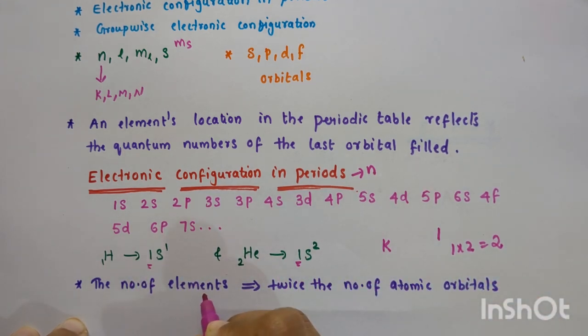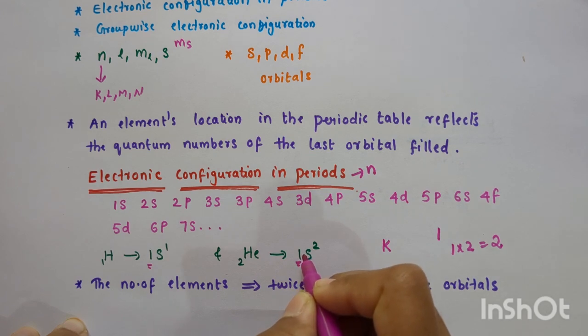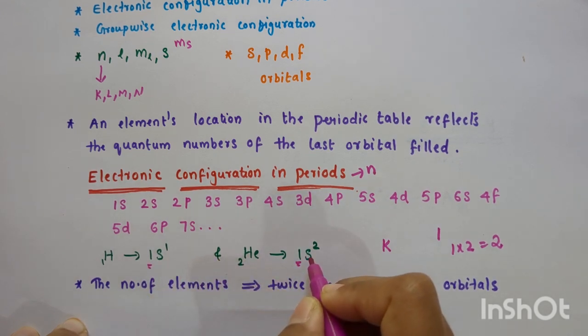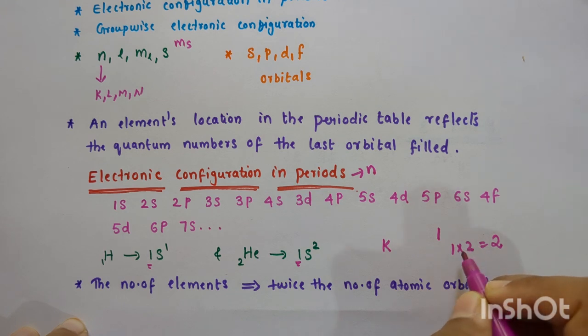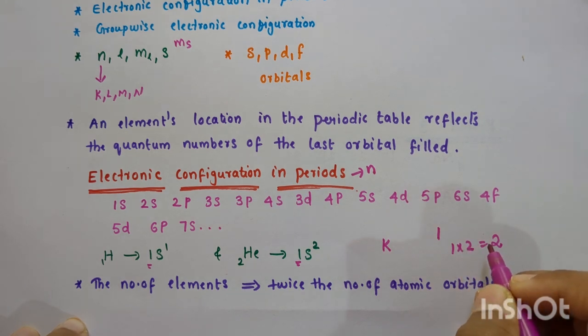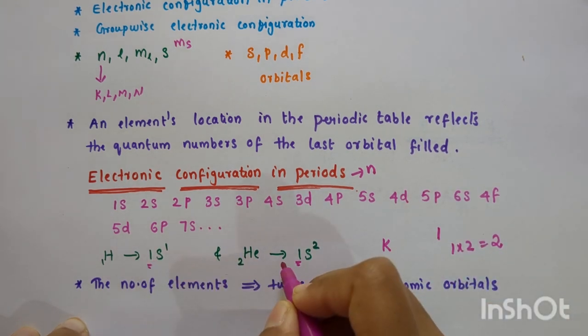That is, the number of elements in the first period is equal to twice the number of orbitals available for the first period. Only one orbital, the s orbital, is available, so the number of elements is twice 1, that is 2. The two elements are hydrogen and helium.